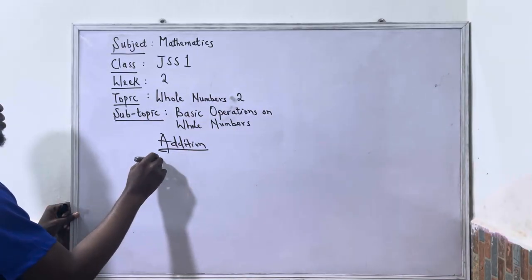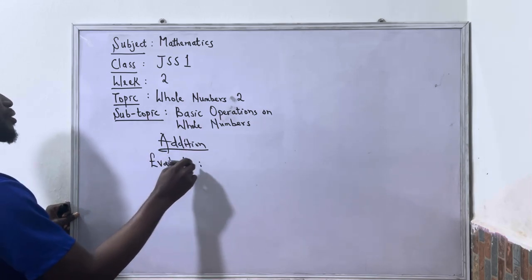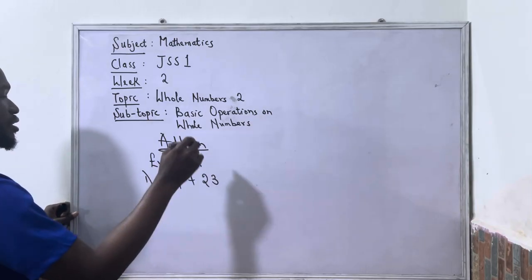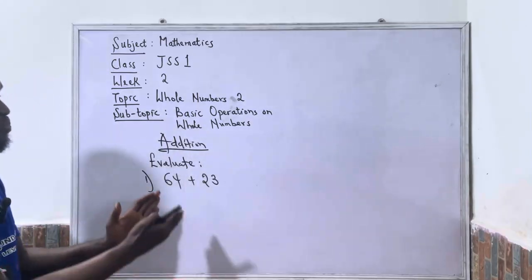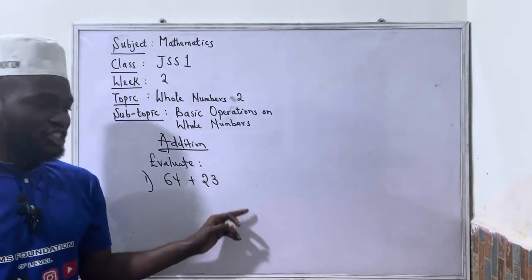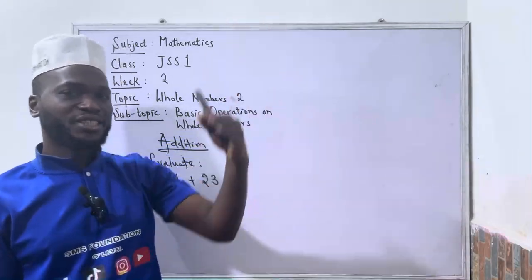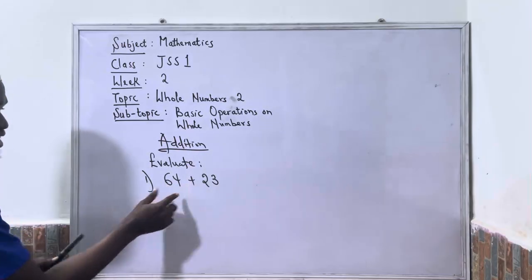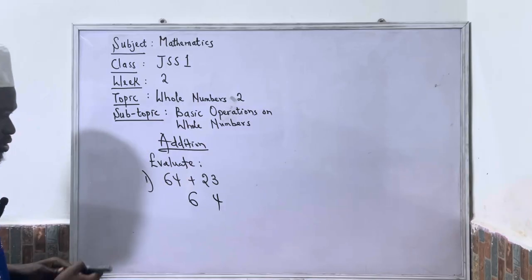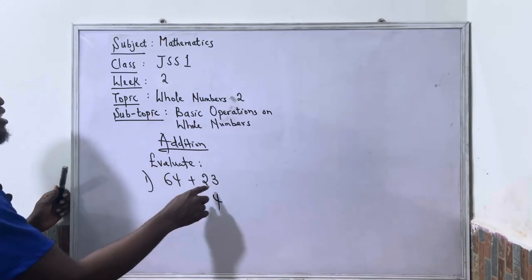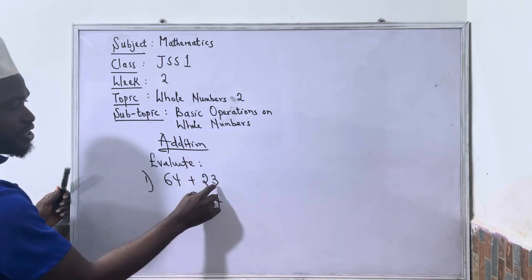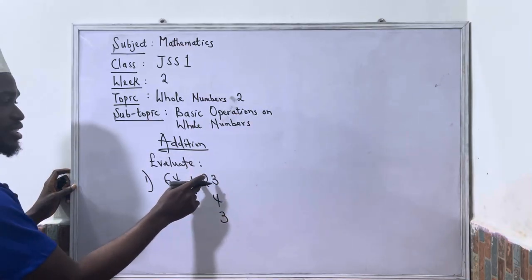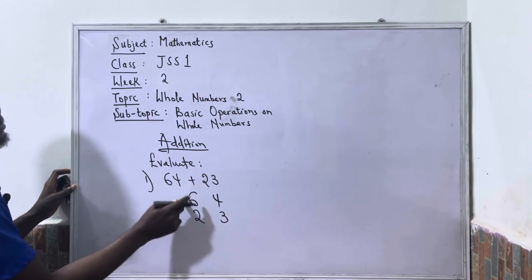For example, the question will say evaluate number 1: 64 plus 23. They are expecting you to know that if you want to arrange, units must be upon units, tens must be upon tens. No doubt. So I will start by writing 64 on top, then 23 under, but you need to be careful. The unit of this is 3, it has to fall under the unit of the first one. And the tens is 2, it has to fall under the tens of the first one.